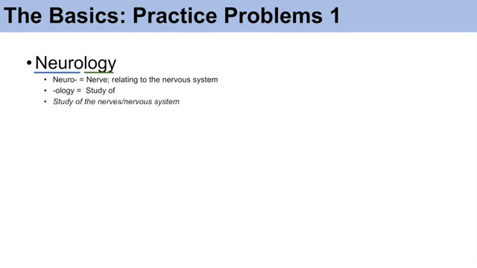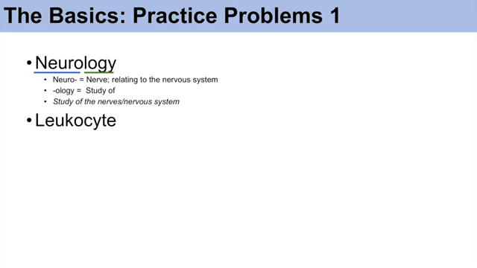To begin, the first word that we want to try to break down and figure out what it means is neurology. So how do we do this? Well, again, we go through breaking down the word. Break it down into pieces. Neurology: if we look at the neuro portion of that word, what does neuro mean? Neuro actually means nerve or relating to the nervous system. And when we look at the end part of that word, logy or ology, that stands for study of. So when we put this all together, it simply means the study of the nerves or study of the nervous system.